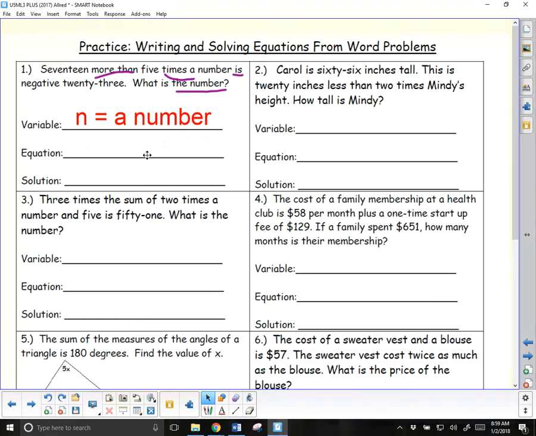17 more than means add, 5 times the number is 5n. So 17 more than 5 times the number is, that's the equal part, negative 23. If you subtract 17 from both sides, you get negative 40. You can divide both sides by 5, and you get negative 8. The number has to be negative 8. If you substitute it back into your equation, 5 times negative 8 is negative 40, plus 17 is negative 23. You would have a correct substitution there.